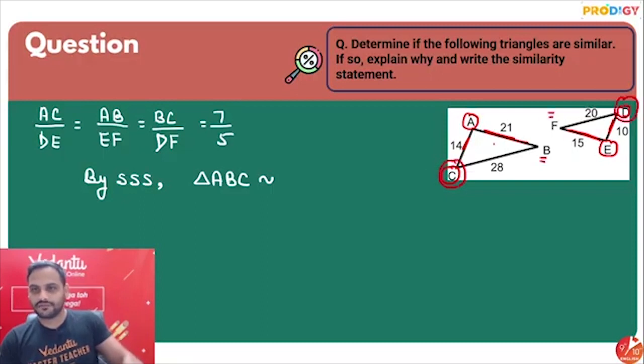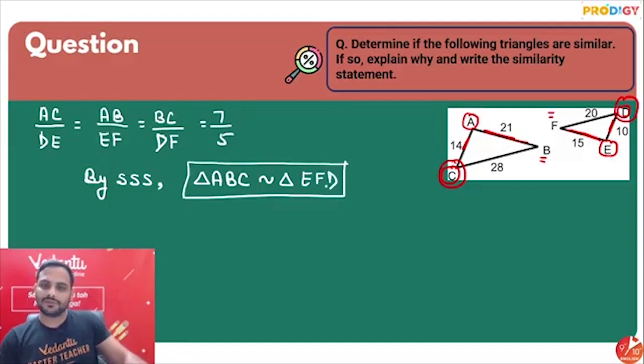and the remaining B and F. So triangle ABC will be similar to triangle. For A the corresponding point is E, for B the corresponding point is F, for C the corresponding point is D. So triangle ABC will be similar to triangle EFD. Alright, ठीक है बच्चों, this is how this question will be solved.